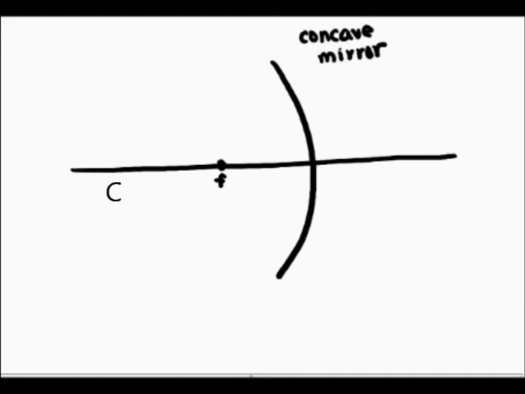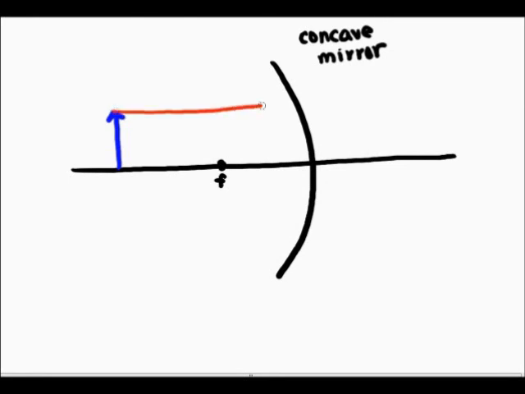1. When light passes through the center of curvature, it reflects along the same path. 2. When light travels parallel to the principal axis and hits the mirror, the reflected ray passes through the focus, and vice versa. For example, we have a concave mirror with a focus here and an object positioned here.